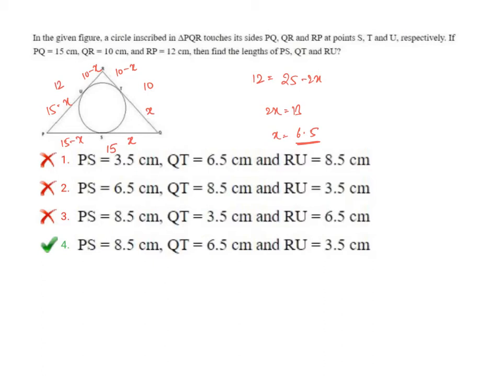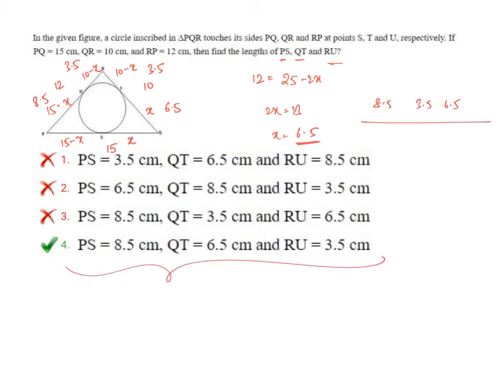If SQ is 6.5, he is asking you PS, QT. So, QT is 6.5. Therefore, the remaining becomes 3.5, this is 3.5, and PU becomes 8.5 and 8.5. So, we know the values are 8.5, 3.5, 6.5. But he is asking you PS. So, first PS is 8.5, then QT that is 6.5, then RU 3.5. So, the answer is the fourth option.